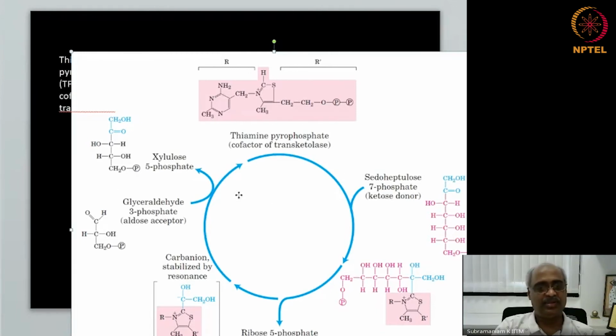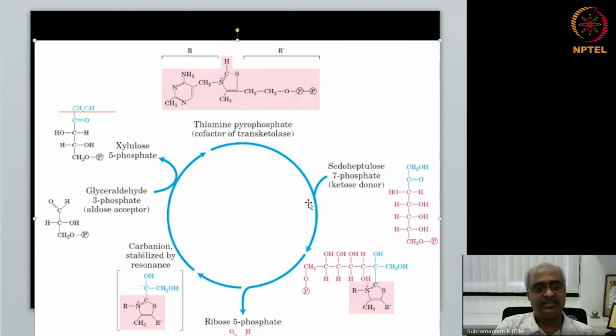So here you have the reaction where you have the entry of sedoheptulose 7-phosphate, the ketose. We are looking at that particular step, okay?